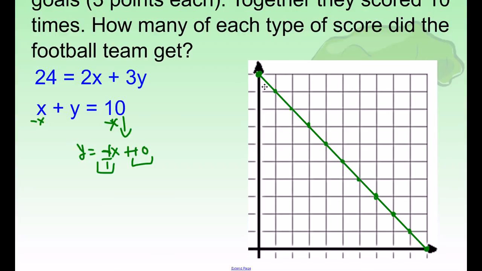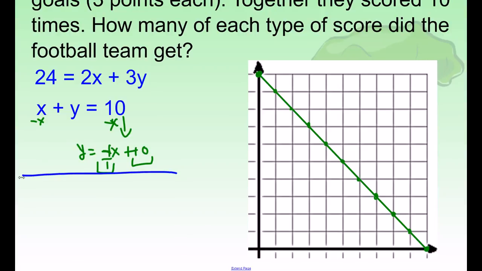So if they scored 10 times, they could have scored 10 of one and 0 of the other. They could have scored 9 field goals and 1 safety, or the other way around. All right.